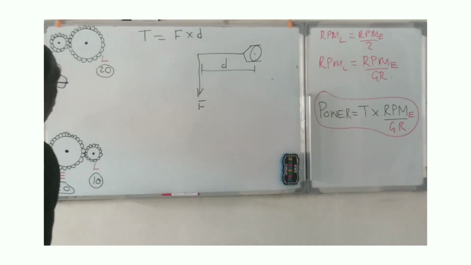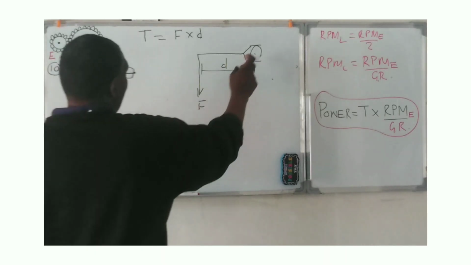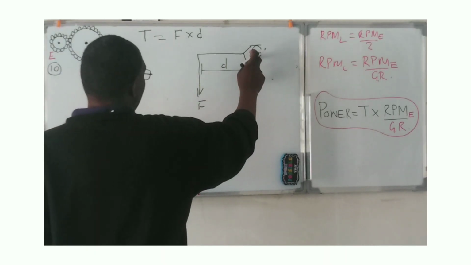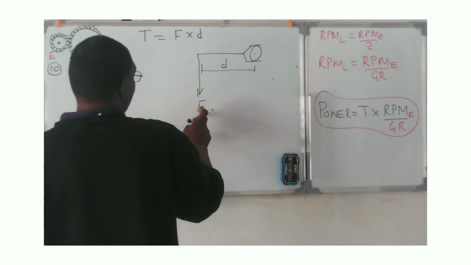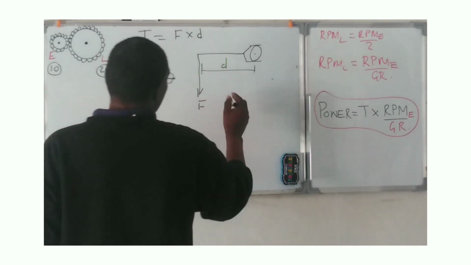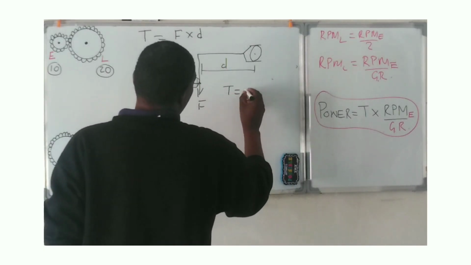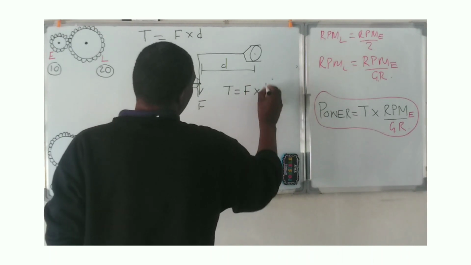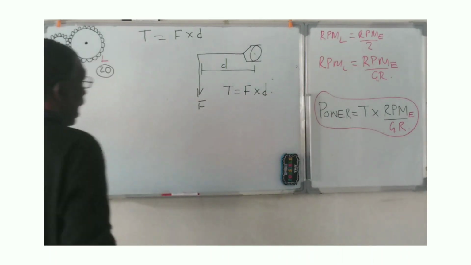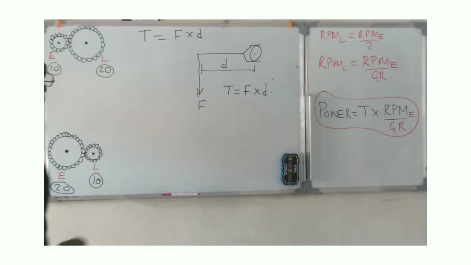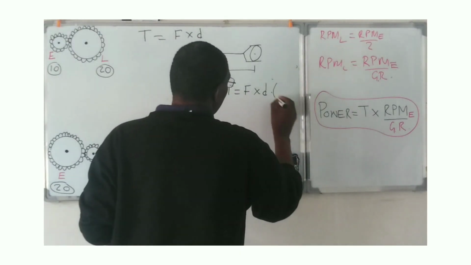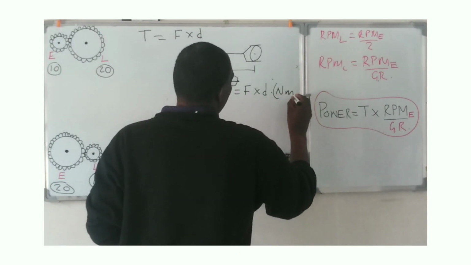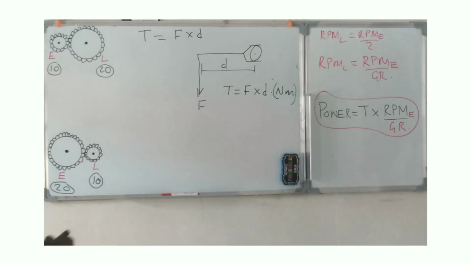Now, the torque of this force around this point here, in other words, the turning effect of this force, is equal to the force itself multiplied by distance. So, torque is equal to force times distance. And the unit of torque is the Newton meter. Let's take a couple of examples.